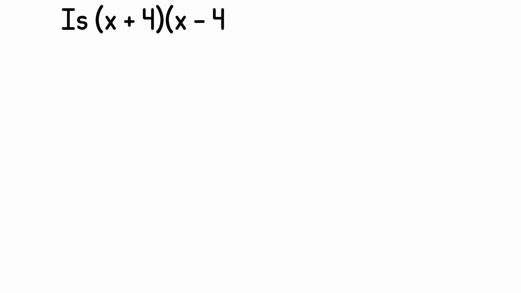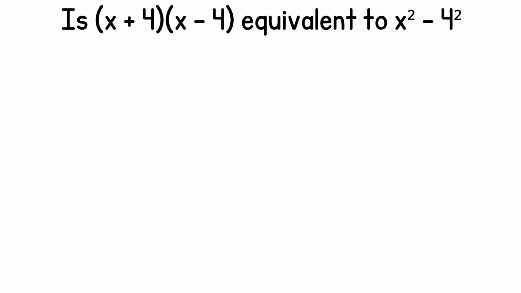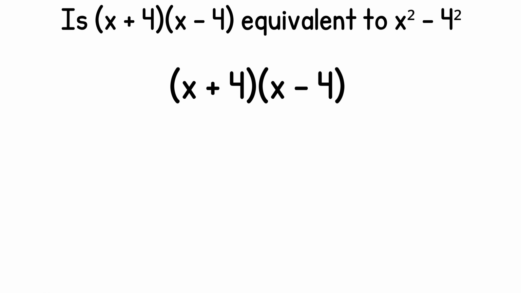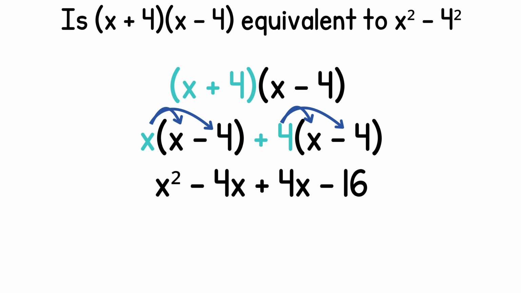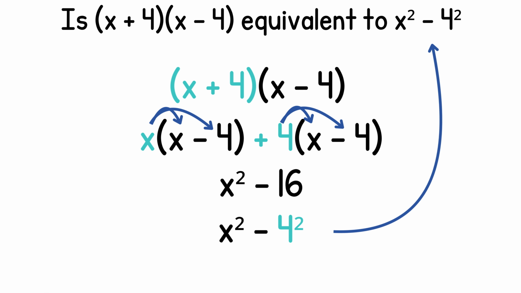Now we want to know if x plus 4 times x minus 4 is equivalent to x squared minus 4 squared. So we'll take the expression they gave us and we'll simplify it to see if we can get it to x squared minus 4 squared. We'll start by multiplying our first parenthesis by the second. So this will give us x times x minus 4 plus 4 times x minus 4. We'll distribute the x and the 4 to the parentheses, which gives us x squared minus 4x plus 4x minus 16. We can combine our like terms of negative 4x and positive 4x, so we would just get x squared minus 16. 16 is the same as 4 squared, so now we can see that it is equivalent.